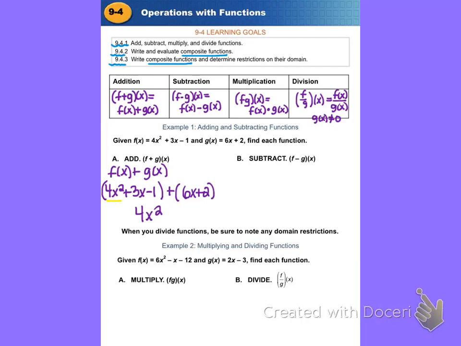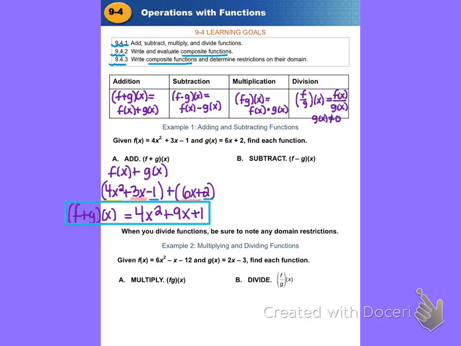Then I have x terms that I can put together. If I add 3x and 6x, I get 9x. And then, of course, I have my constant terms of -1 and +2, and those add to +1. So we could say that f plus g of x was equal to 4x squared plus 9x plus 1. And that would be the sum of those two functions.